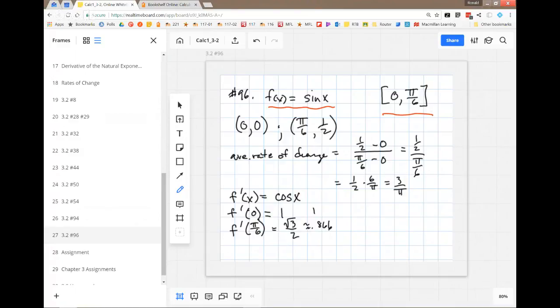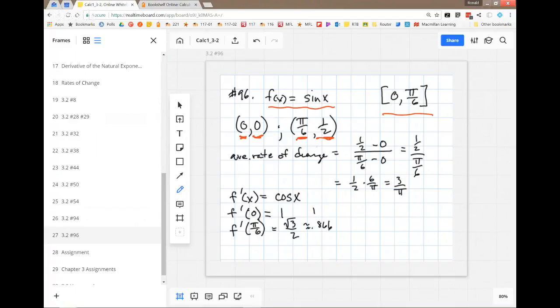So we need some ordered pairs. So we plug in a 0 for x. What's the sine of 0? 0. So there's our first ordered pair. And the second x coordinate is pi over 6. The sine of pi over 6 is exactly 1/2. So there's our second ordered pair.